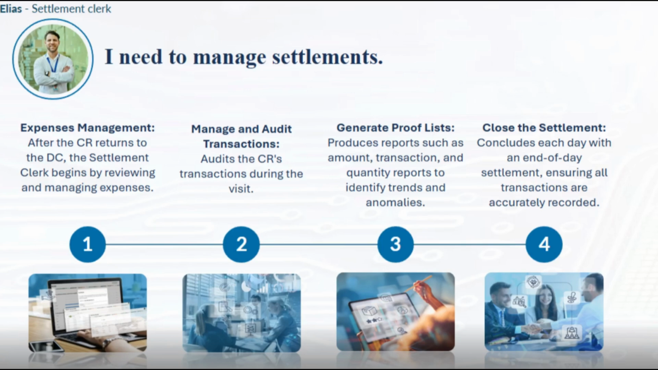Next, the settlement clerk manages and audits transactions to ensure all customer transactions are accurately recorded and to identify any discrepancies. After that, he generates proof lists, including reports like the amount report, transaction report, and quantity report, which help highlight and detect any anomalies in the day's transactions. Finally, he closes the settlement, concluding the end-of-day process. This step ensures all transactions are correctly recorded, effectively completing the day's operations.